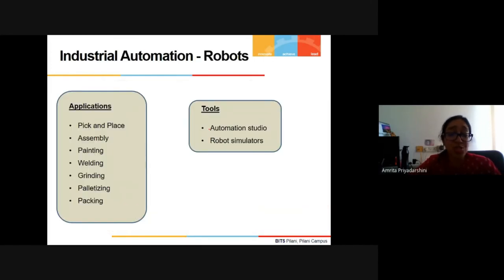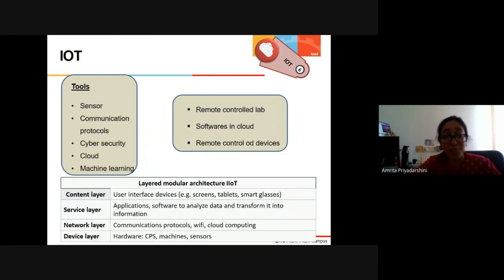Industrial automation and robots are one very important thing that has come up in our third and fourth industrial revolution, in fact the fourth. So these robots are very, very important. I'm not going to take time on this because you have separate sessions on it. I'm only saying that these are all part of the industrial revolution which is going on.